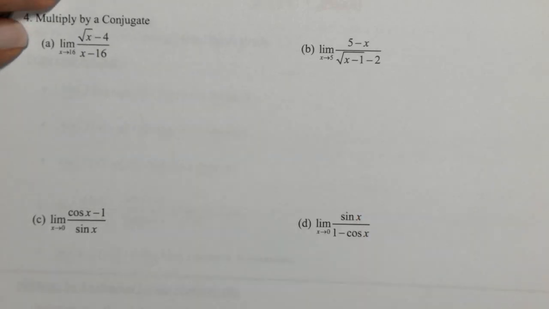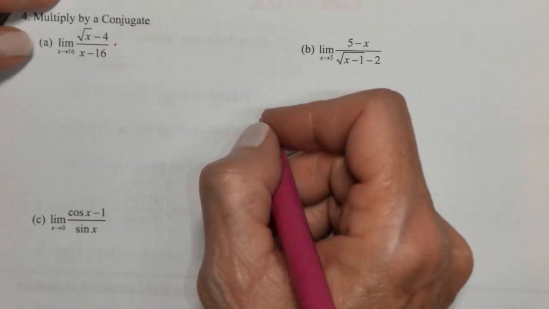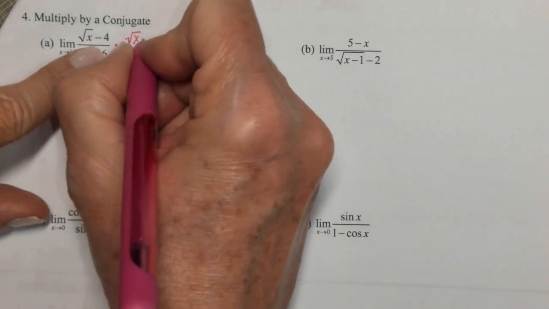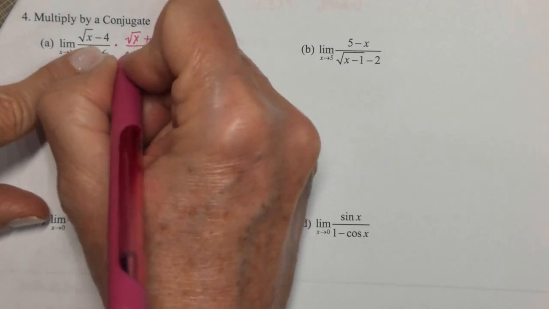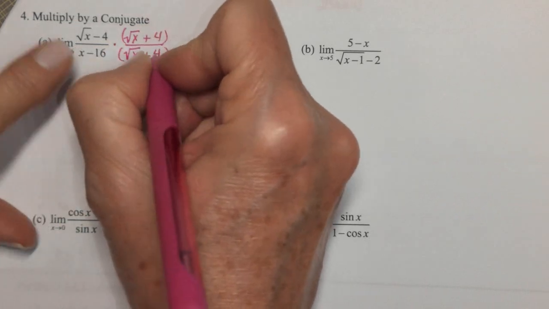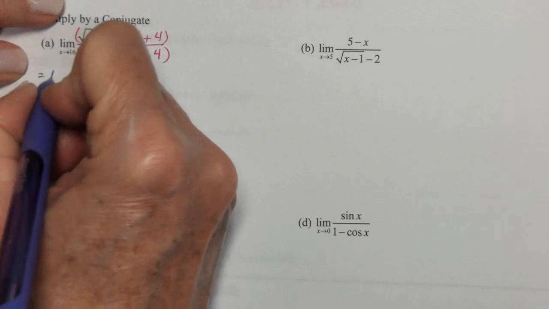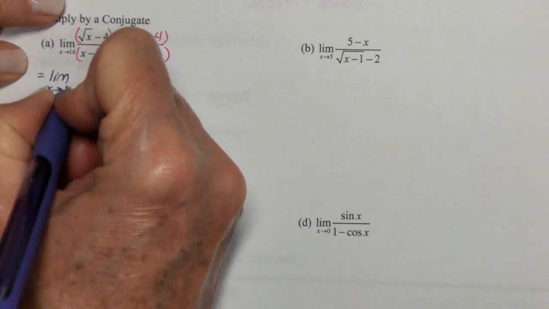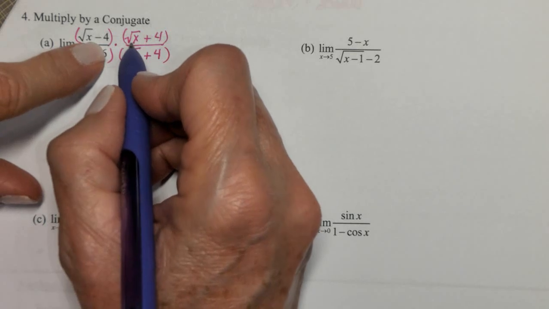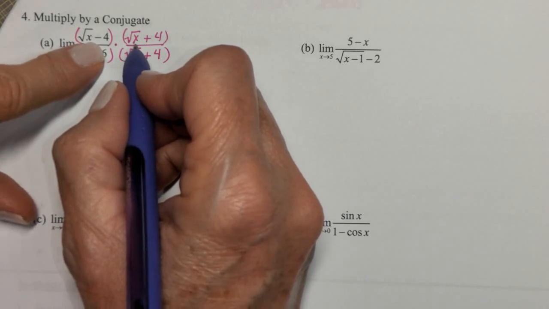Okay? So I'm going to multiply top and bottom by the conjugate wherever the square root is. So the square root is up here. The conjugate of that is the square root of x plus 4. So I'm multiplying by square root of x plus 4 over itself. Okay, rewrite our limit. Multiply where your conjugates are. Do not multiply where your conjugates are not. So only multiply where your conjugates are.